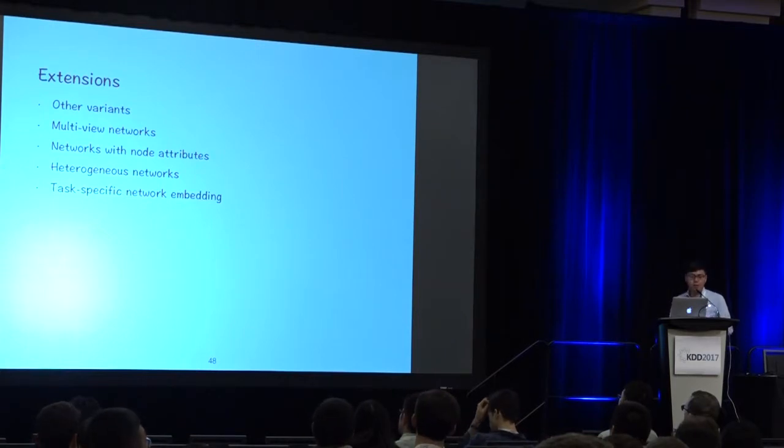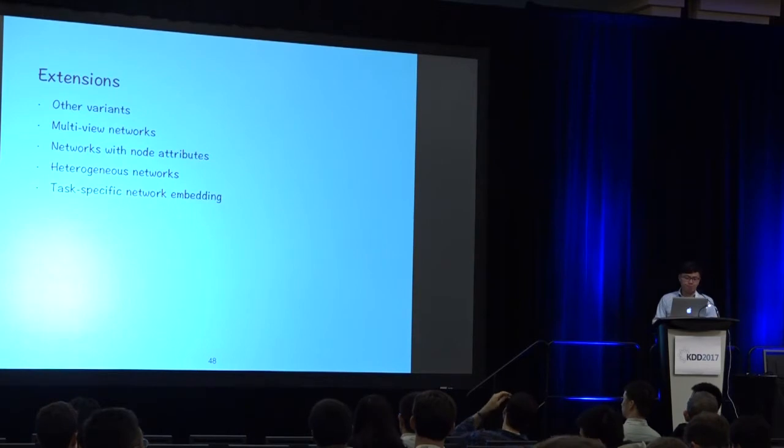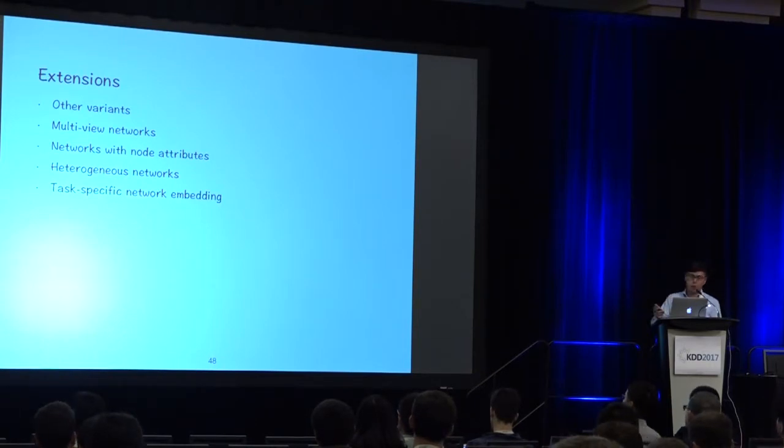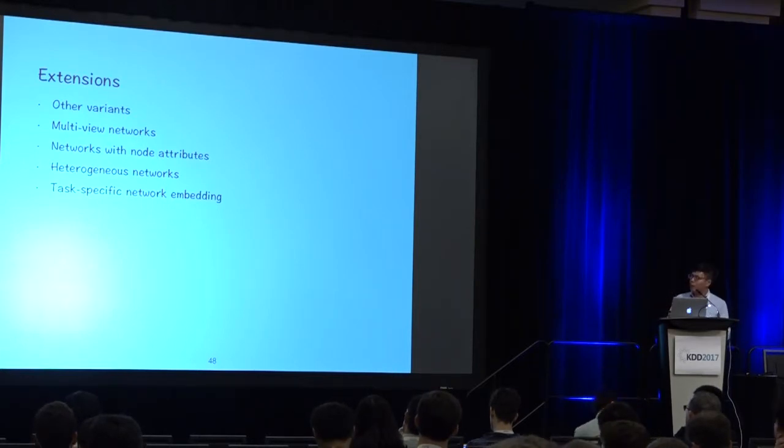Node embeddings now is a very hot topic. So besides the three approaches we introduced above, there are many follow-up works, including different variants of the three models, and also models for learning representations for networks with multiple views, and also learning representations for networks with node attributes and learning representations for heterogeneous networks.